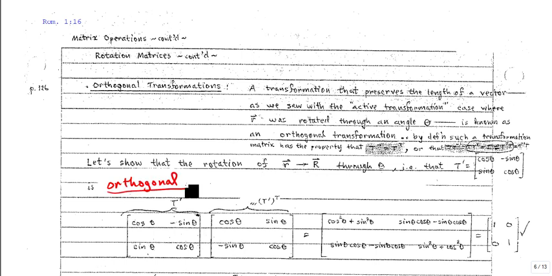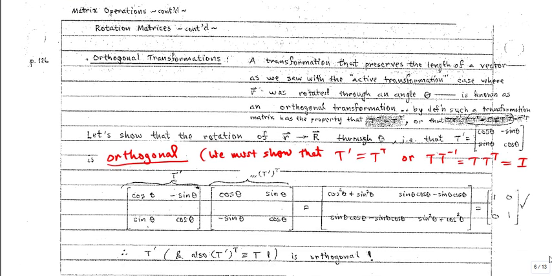And that just means that you need to show that T prime is equal to T transpose, or another way of writing that is to say that T times T inverse is equal to T times T transpose, which equals the identity matrix. And here I've done a little calculation to prove that that is the case.